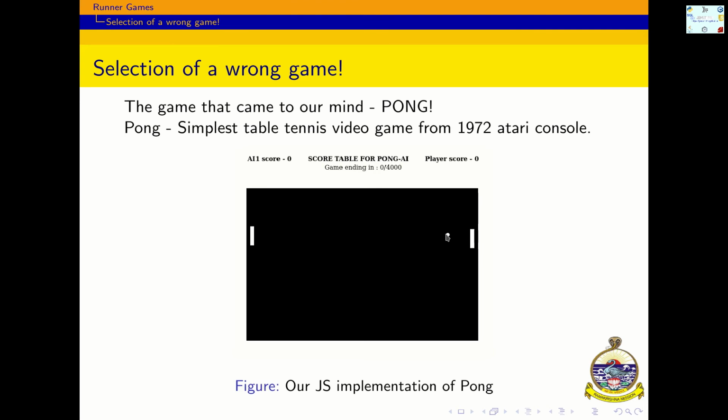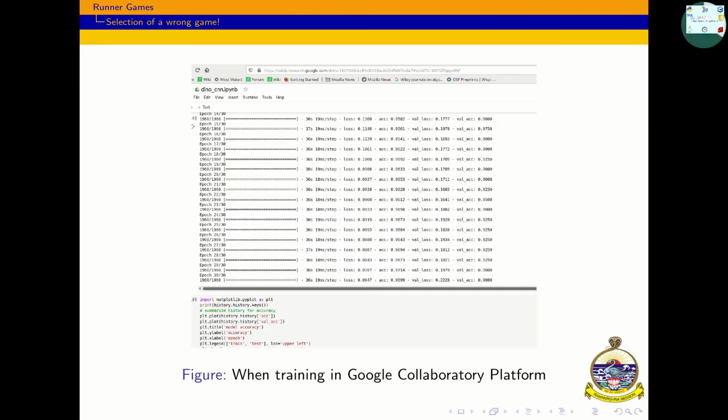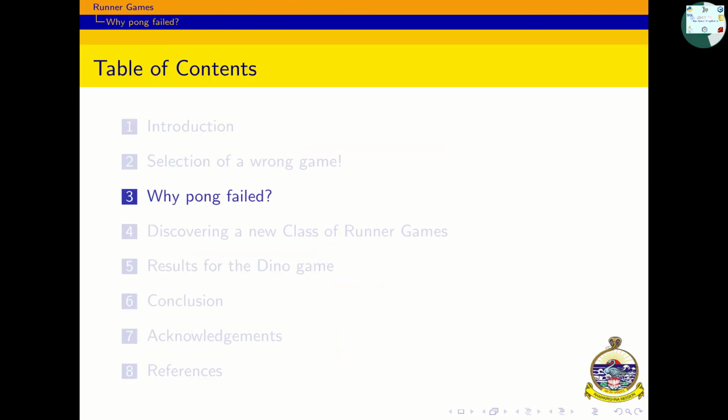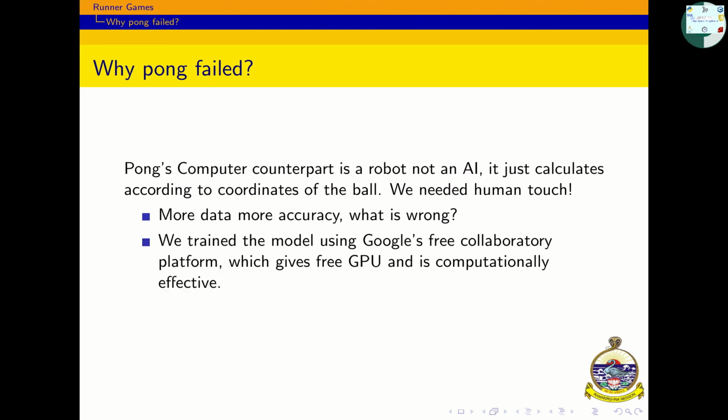But if this ball is going in this side, then the paddle need not bounce or perform any computation. So from this we can infer that by looking at a static image we cannot really determine the position of the paddle, or the movement prediction of the paddle. So this is the reason why Pong failed.